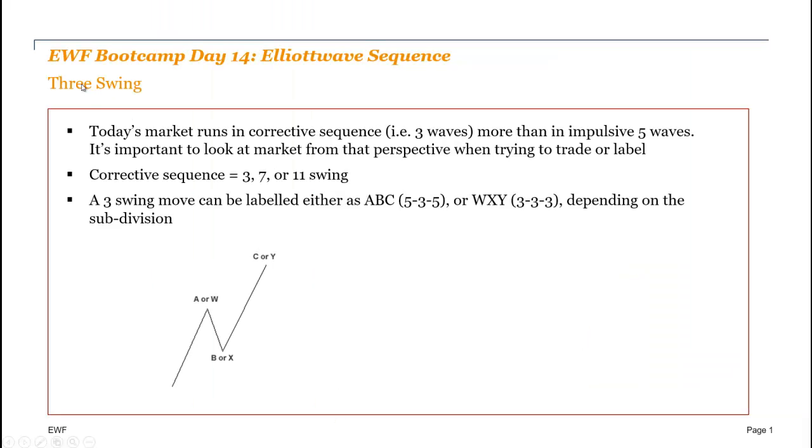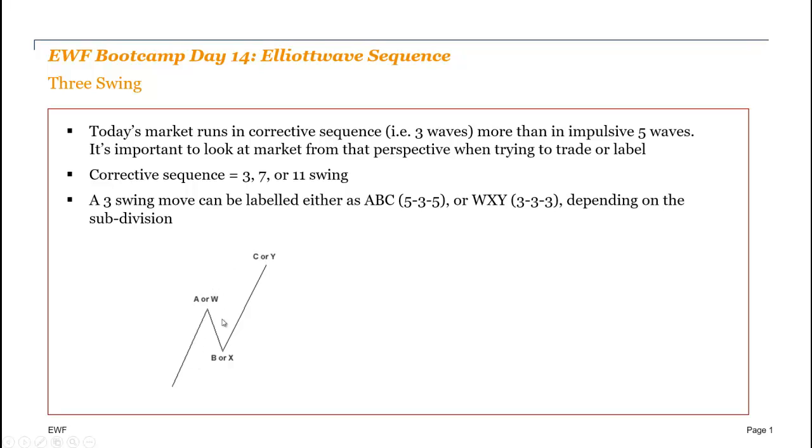So let's take a look here at 3 swing structure. Today's market runs in a corrective sequence, or in other words 3 waves, more than in impulsive 5 waves. So therefore it is important to look at the market from that perspective when we try to label or when we try to trade. So corrective sequence is running in 3, 7, or 11 swing.